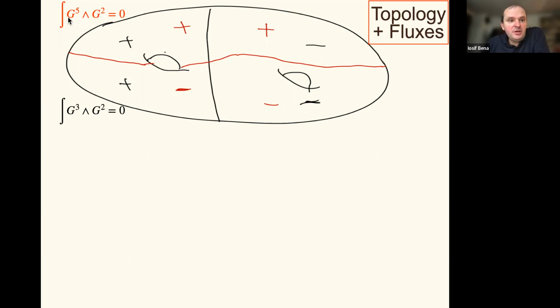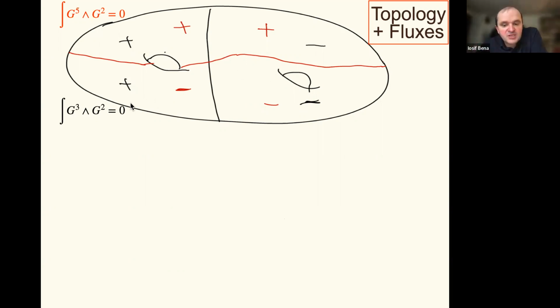When you have an integral of g2 wedge g5, for example, equal to 0, the integrand will be positive somewhere and negative somewhere else. So let's say I break the Calabi-Yau into 2 parts. It could be even more. In some part of the Calabi-Yau, the integrand will be positive. In some other part, it will be negative, and the integral will be 0. If I look at the integral of g3 wedge g2, again, some other flux components, the integral is 0.